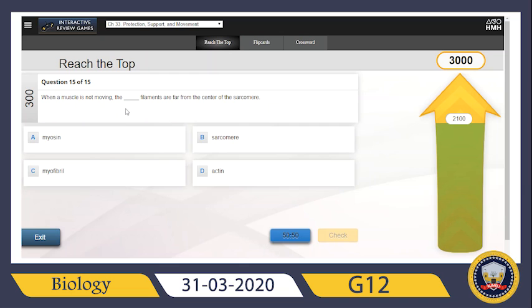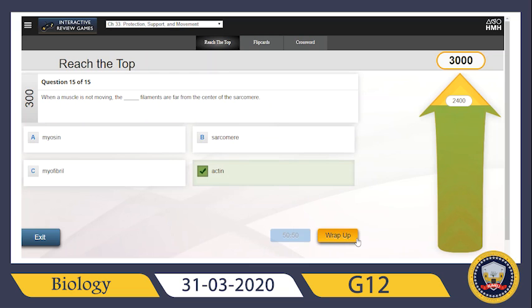So, the myosin filaments or myofibril or actin filaments or sarcomere. So it's not sarcomere, obviously, and it's not myofibril, because sarcomere is a part of myofibril. Is it myosin or actin? Let's think about this together. When a muscle is not moving, it's in relaxation mode. So, is it the actin? Let's try. Correct, it's the actin.